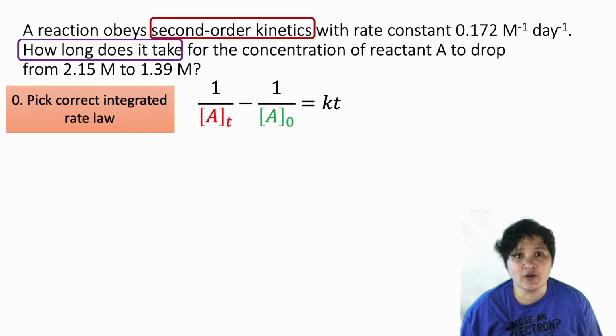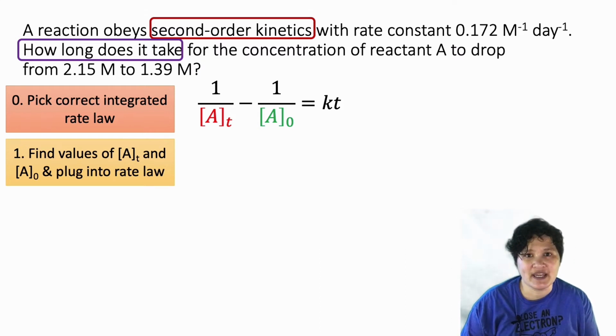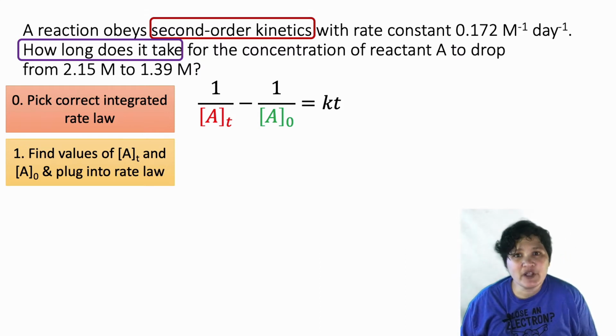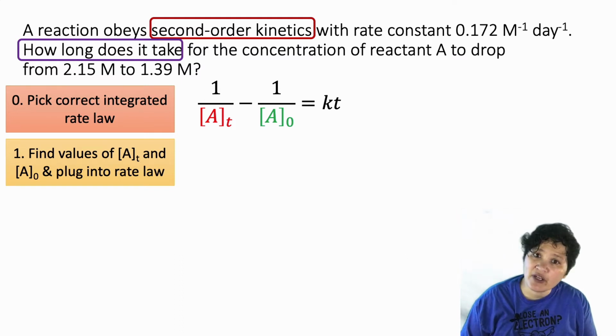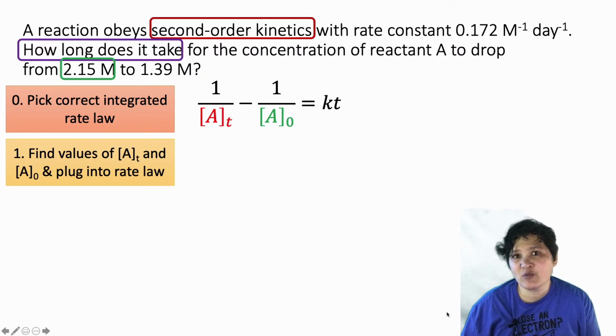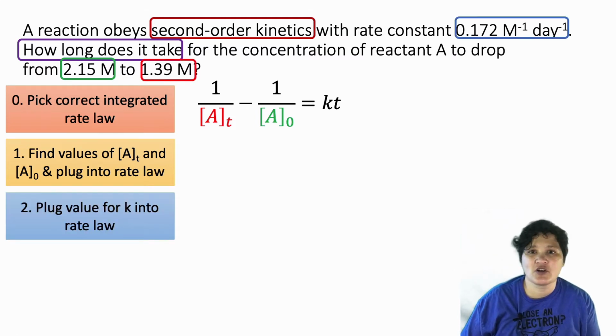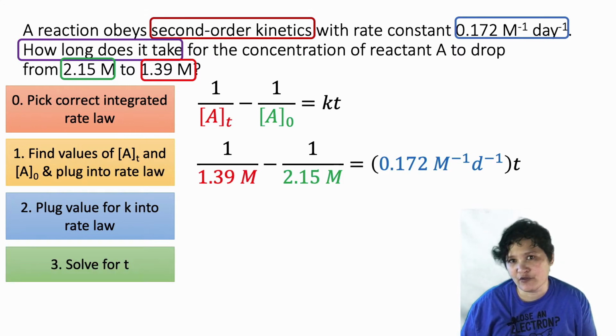So if t is our unknown, we need to plug in values for the rate constant and the two concentrations. We'll need to figure out which of our two concentrations is the A naught and which is the A t. Sometimes people have trouble figuring out which is which, but with integrated rate laws, we're always looking at reactants disappearing, which means their concentrations decrease over time. So the A naught will always be the larger of your two concentrations, and your A t will be the smaller of the two. So let's plug those values in, and then we're going to solve for t.